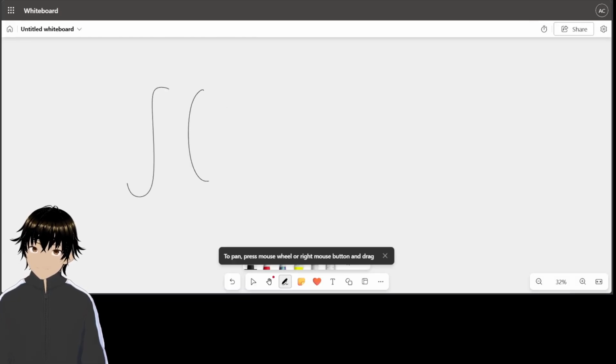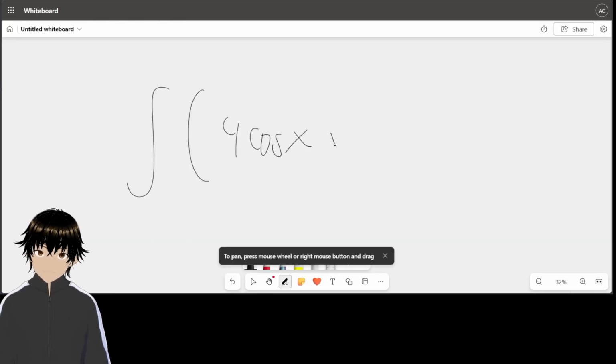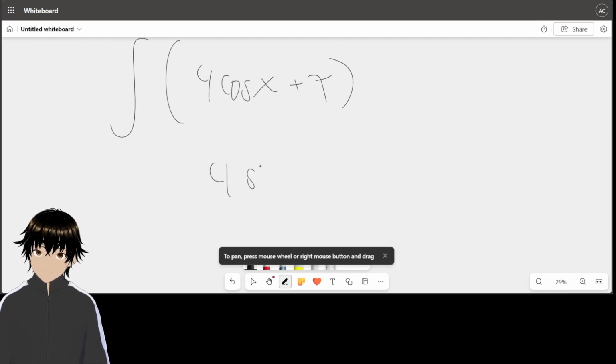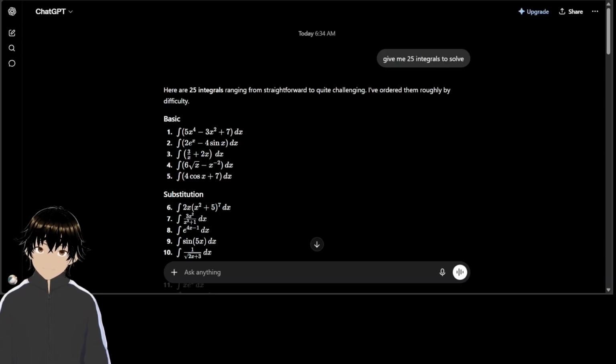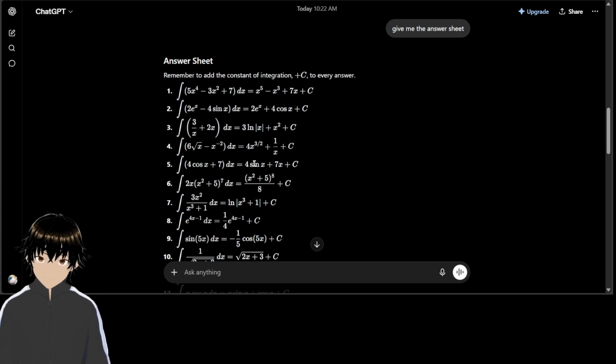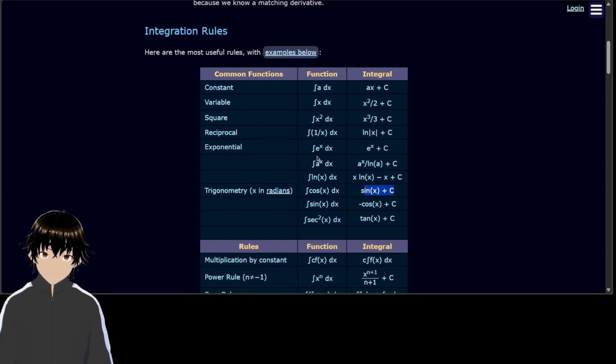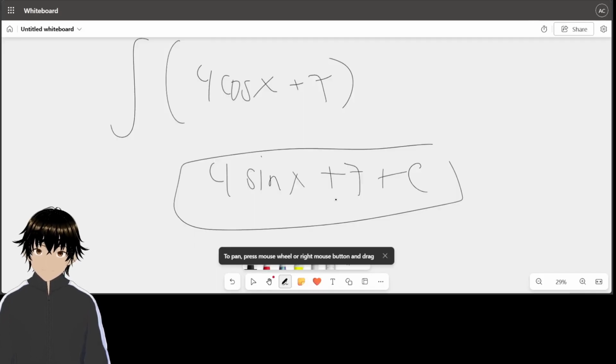Four cosine x plus 7. It's simply gonna be, hold on, 4 sine x plus 7 plus c. Yeah, 4 sine x plus 7 sine x. What? So you add x's whenever it's a constant. Okay, I think I get it now. You add an x whenever it's a constant.